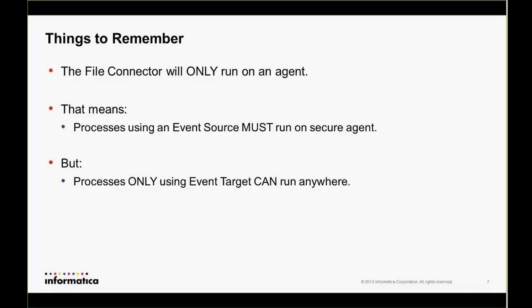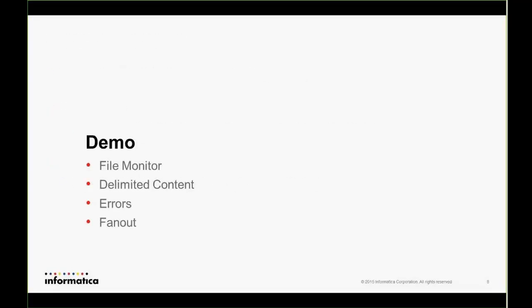And finally, processes that are only using event targets can run anywhere. So that means if you wanted to write to a file on your agent, that process on the cloud can actually write records to a flat file sitting on some machine behind your firewall. And so before we get to the demo, any quick questions?